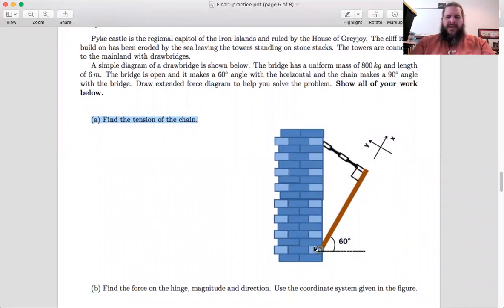what's the one big object we should really be considering here? What object are all these forces acting on? Yeah, the drawbridge itself. So we want to treat the drawbridge as the object in question. So we've got this drawbridge.